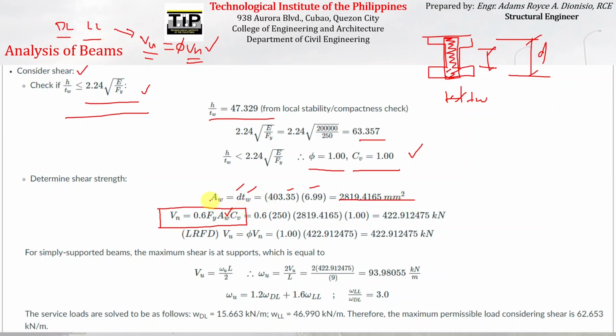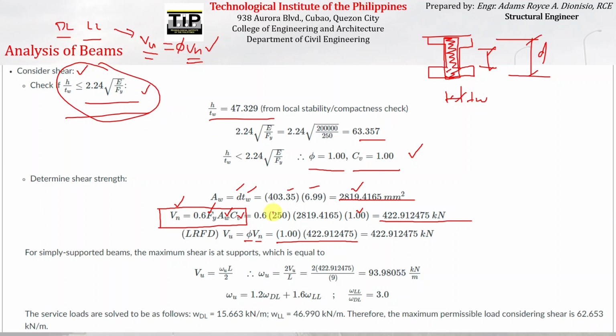So just substitute the corresponding values here on the shear capacity of a steel beam. Substitute the value of Fy and Aw, which is already computed here, as well as the value of Cv, which is just equal to 1. And make sure that your units are consistent. So the corresponding nominal shear capacity will just be equal to 422.91 kilonewton. And that nominal shear capacity is multiplied by the strength reduction factor, which is equal to 1.